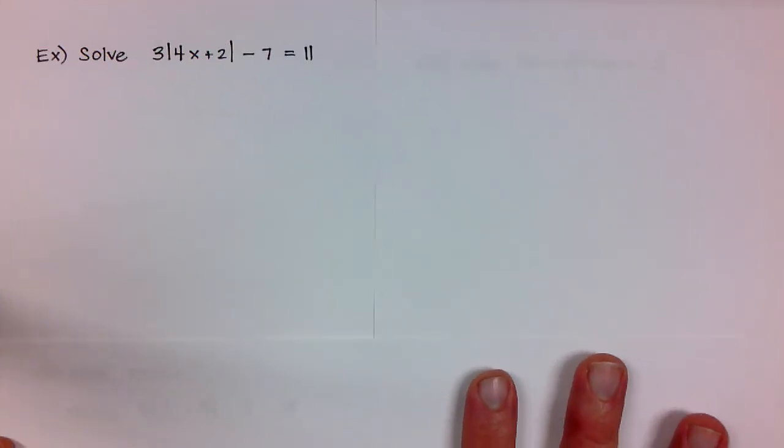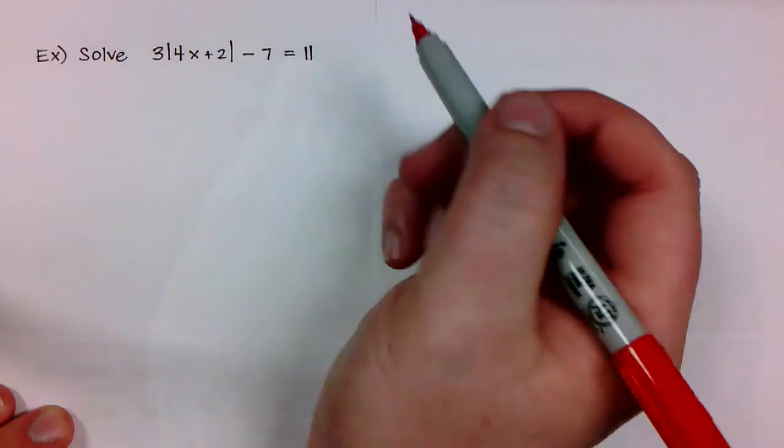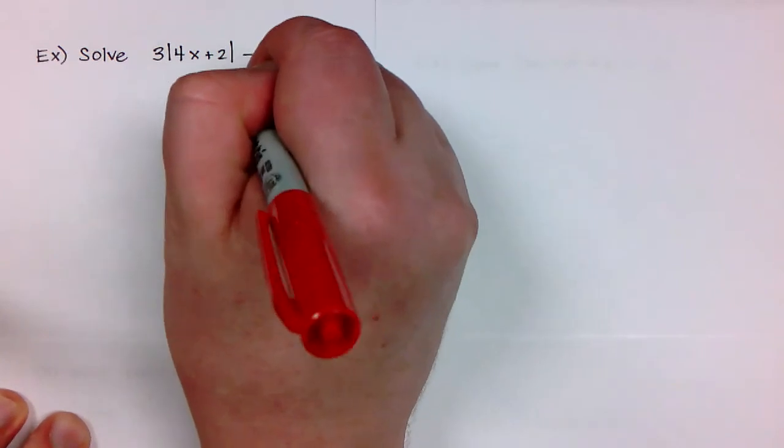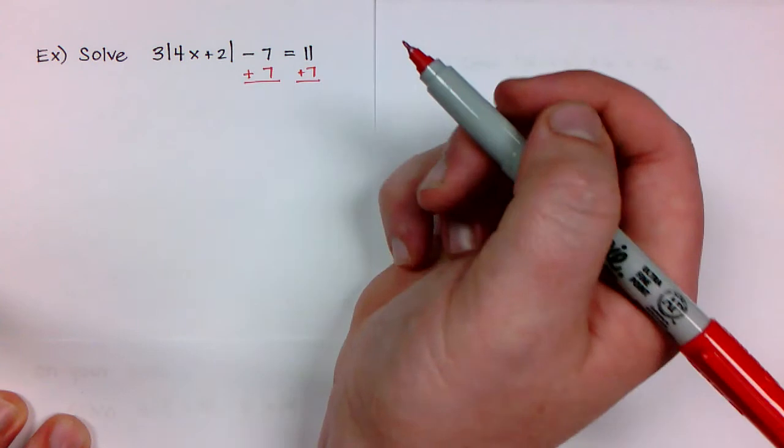Now I want us to solve the following absolute value equation. It says 3 times the absolute value of 4x plus 2, minus 7, is equal to 11. So whenever you have an instance like this, what you want to do first is get rid of those lonely numbers that are not inside of the absolute value. So first I want to get rid of this 7 because it's all alone. So I'm going to add 7 to both sides.